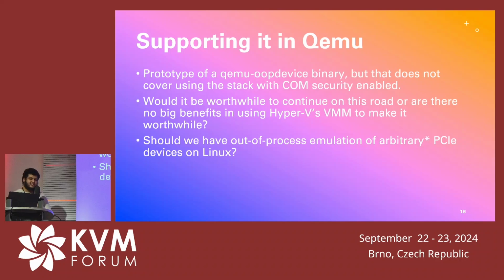So for supporting it in QEMU, I prototyped the QEMU out-of-process device binary, running it as administrator, just attaching. Would it be worthwhile to continue on that route? I don't really know. And if we are also going to support out-of-process arbitrary PCIe devices on Linux, to which extent should it be arbitrary? For example, making writes to BARs with doorbells that are async allows us to not block the VMM process all the time, so it can be critical from the performance perspective.